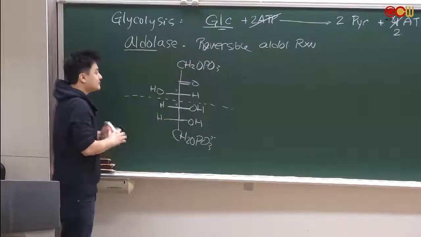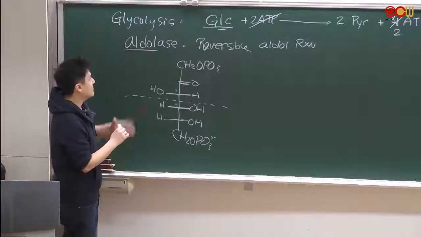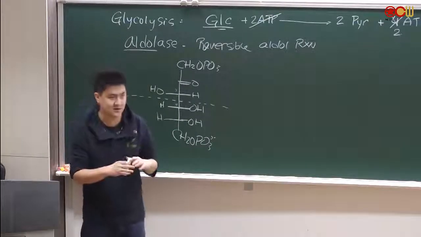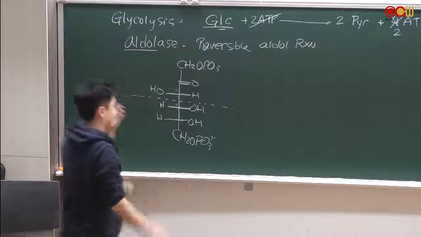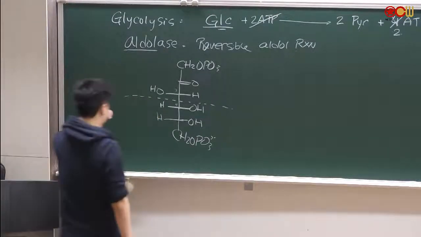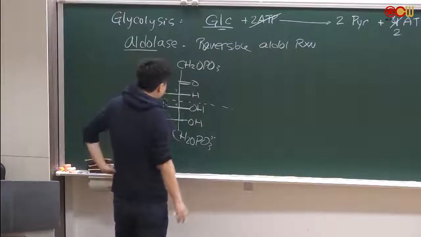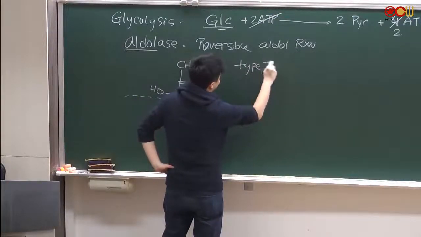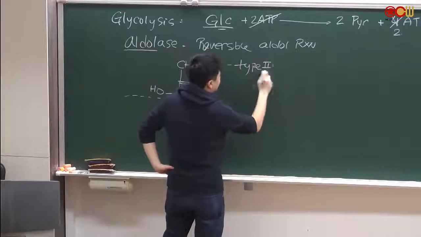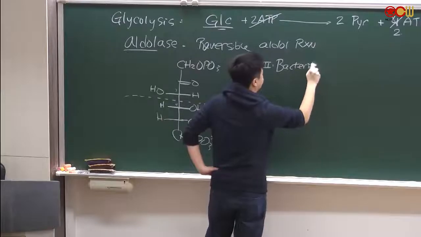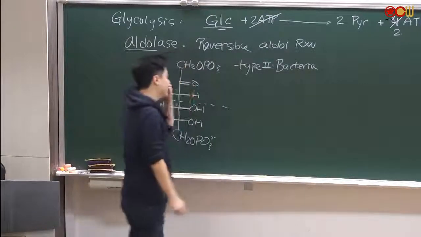Now, it turns out for aldolase, there are 2 types of aldolase. I'm going to talk about the first type I show, which is simpler in a way, so that I'll show you how it's done. I think this is called type 2. It's probably not in your book. This is primarily found in bacteria. Okay, it's an easier mechanism, right?